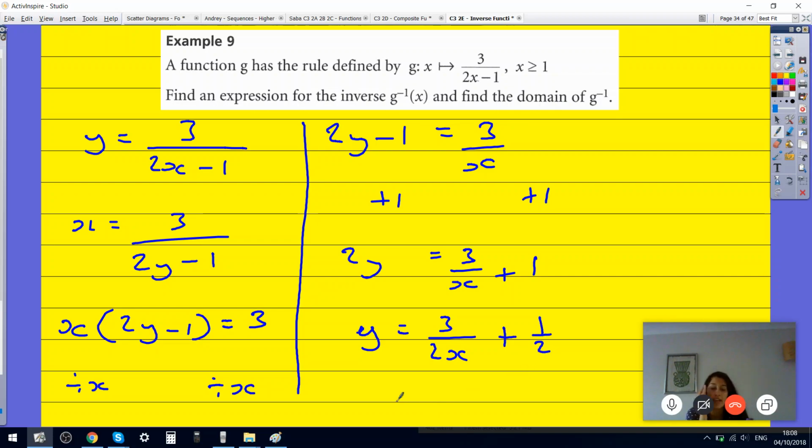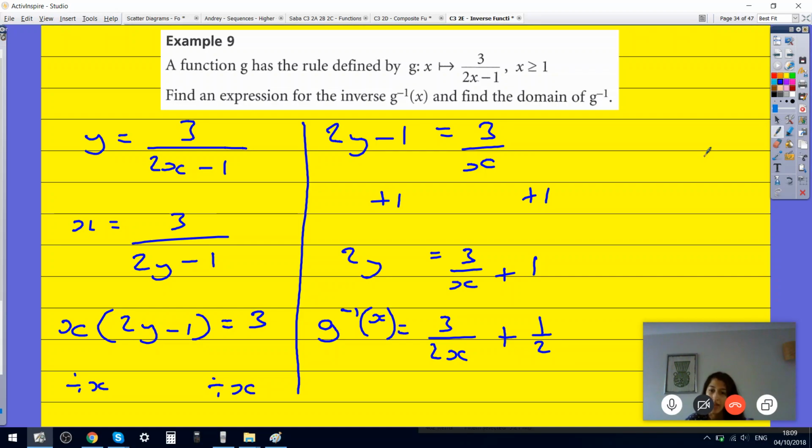Okay, and lastly, then just do g minus 1 of x equals that. Equals 3 over 2x plus a half. And then the domain, if x is greater than 1.